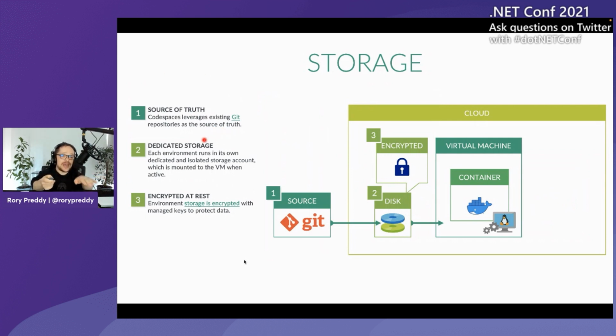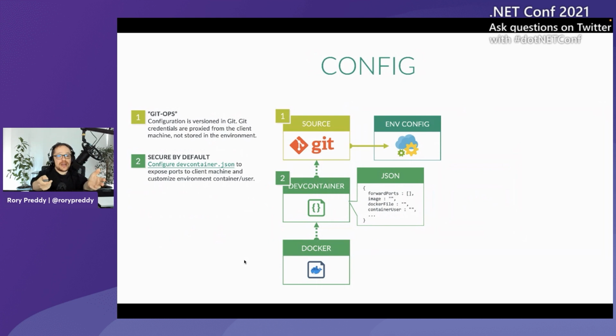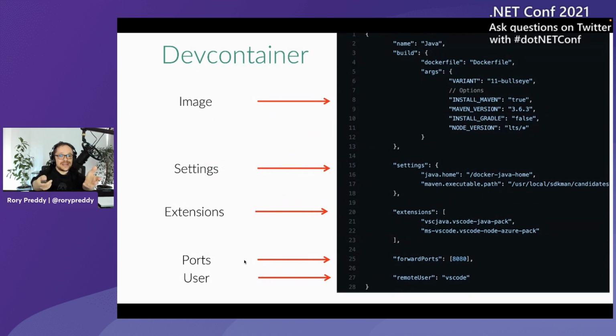It pulls those files and pops them into the Docker container. You get dedicated storage and encryption at rest. Your configuration is what is on Git, so you use GitOps, and then you've got your devcontainer.json that configures your Visual Studio Code instance. So let's look at what a dev container looks like.